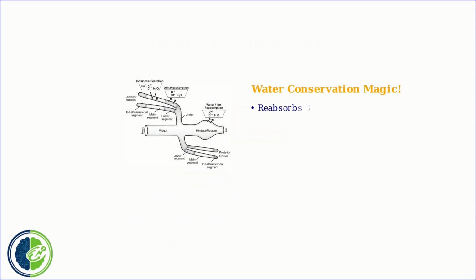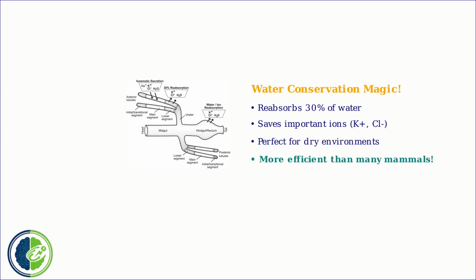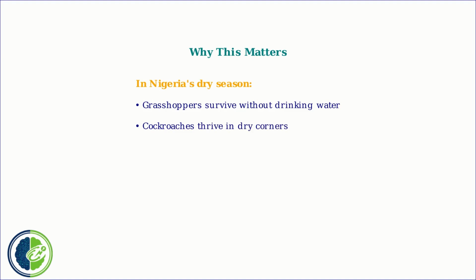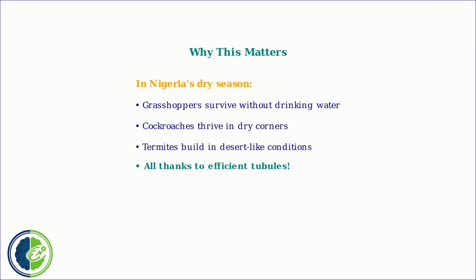Here's what makes these tubules really special. They're incredibly efficient at water conservation. This detailed diagram shows how they reabsorb water and important ions while getting rid of waste. Think about this. Why is water conservation so important for insects? Well, many insects live in dry environments where water is scarce. Their Malpighian tubules help them survive in places where other animals might struggle.